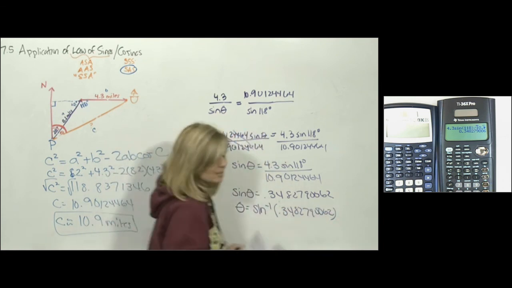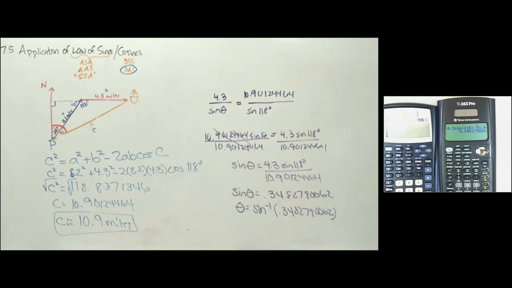So I'm going to go back to the calculator. All right? I'm going to hit inverse sine. I'm going to type that whole decimal in. Y'all with me? Close it. Now we'll get our angle. That angle is in degrees because we're in degree mode, and it's decimal degrees.